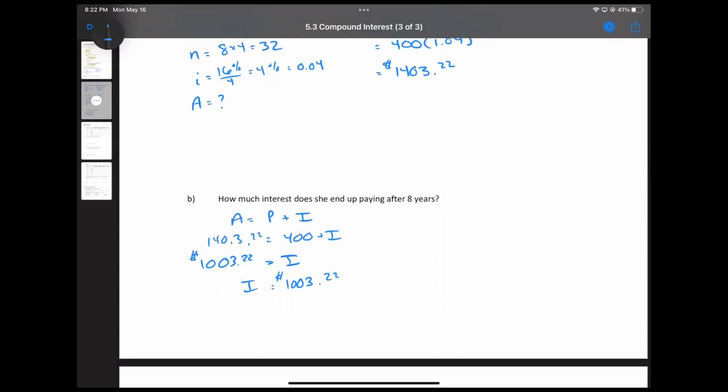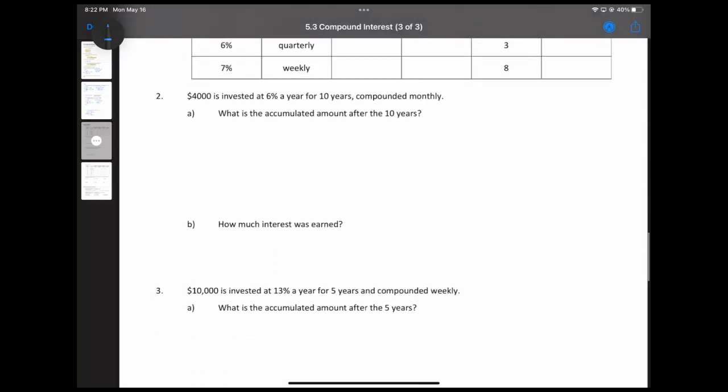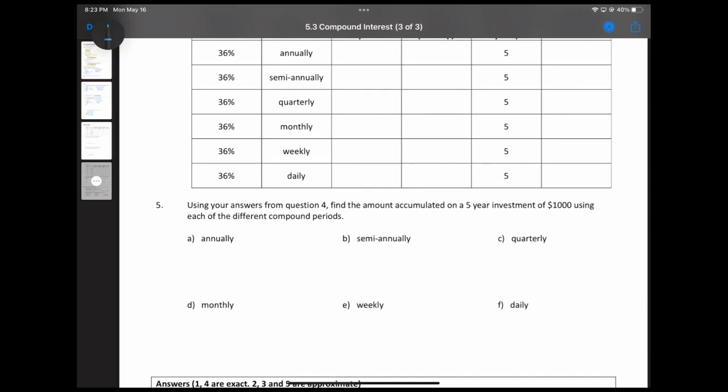All right, from there, I'm going to let you try some practice problems. A couple of them, questions 1 and 4, I believe, are ones where you fill in tables. It's just to make sure that you're using the correct I and N values, trying to get away from the R and T's that we use with simple interest. And then questions 2, 3, and 5 are going to be actually calculating things based on that.